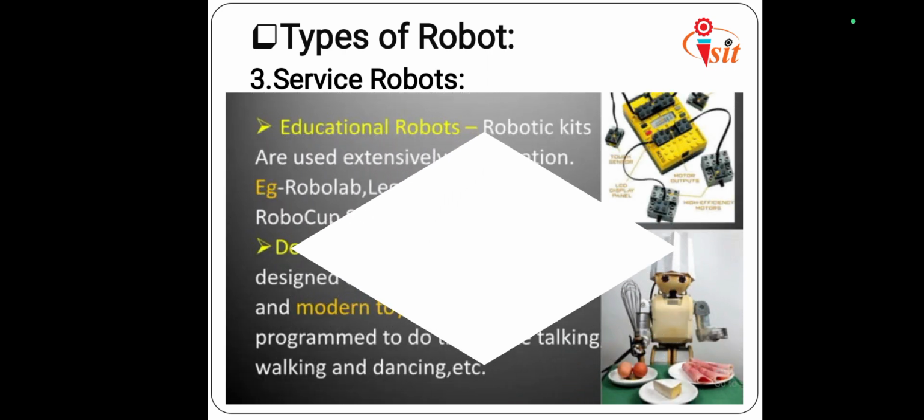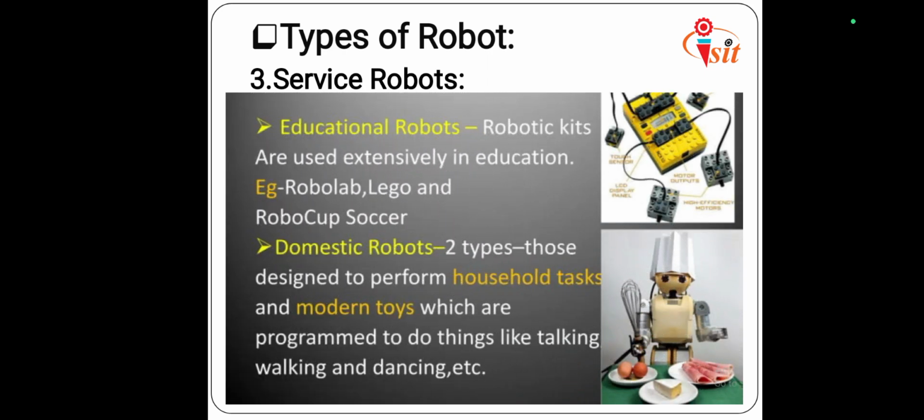So next type of robot is service robots. Robots can be used for a variety of applications. One of the applications is educational robots. Some robotic kits are extensively used for education purpose, like robo labs, Lego, RoboCup Soccer, etc. Such kits are available with educational institutes.